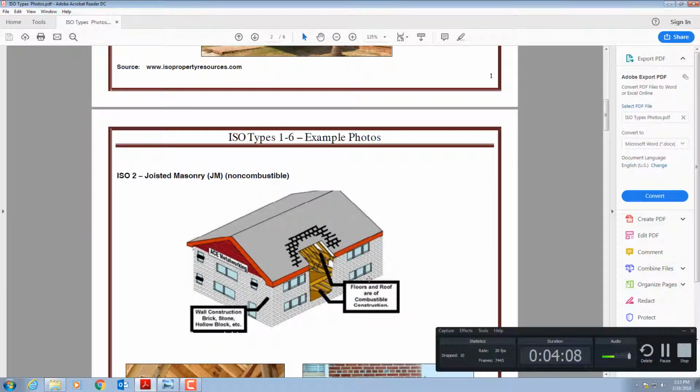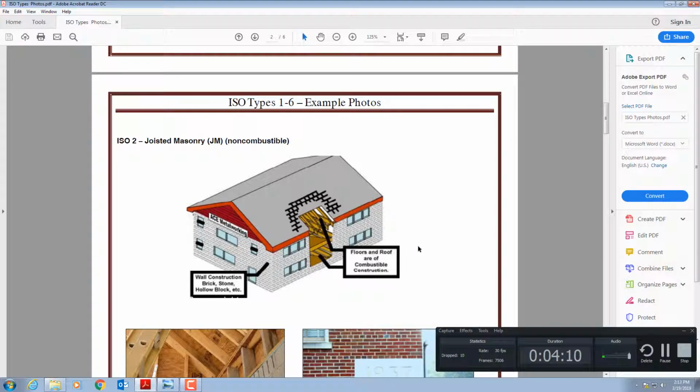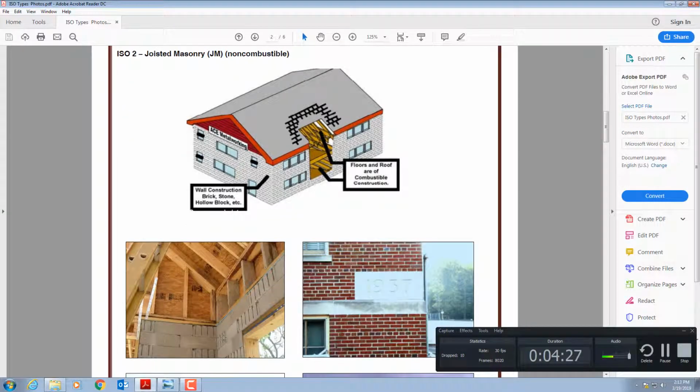The next construction type is joisted masonry. The difference between a frame building and a joisted masonry building is the part below the roof is going to be a masonry structure, and the roof joists are going to still be made of wood. You see here, you've got the concrete block as the structural support for the walls, but then the roof joists are made of wood. So you have masonry walls with a joisted roof, so you get joisted masonry.